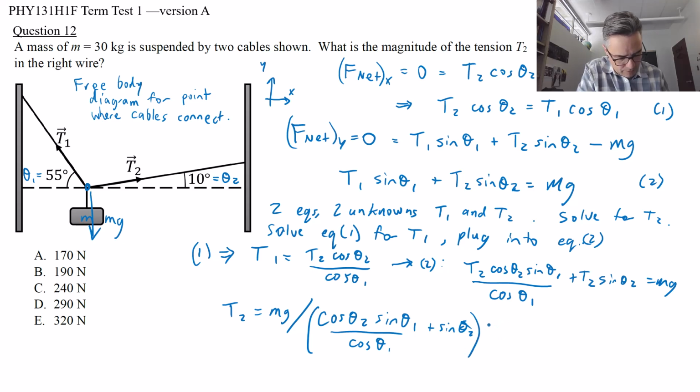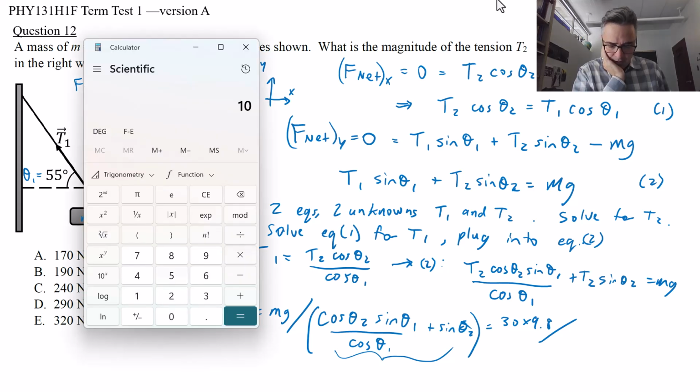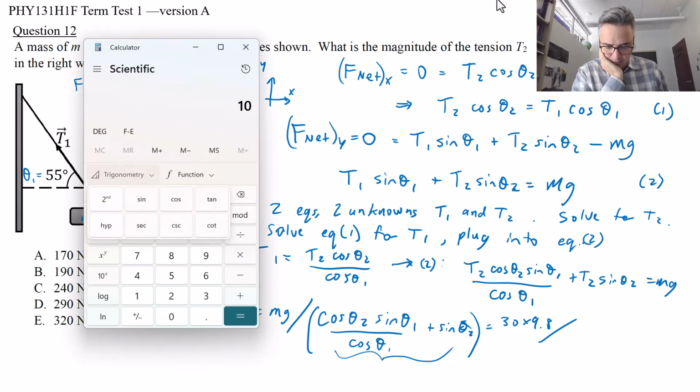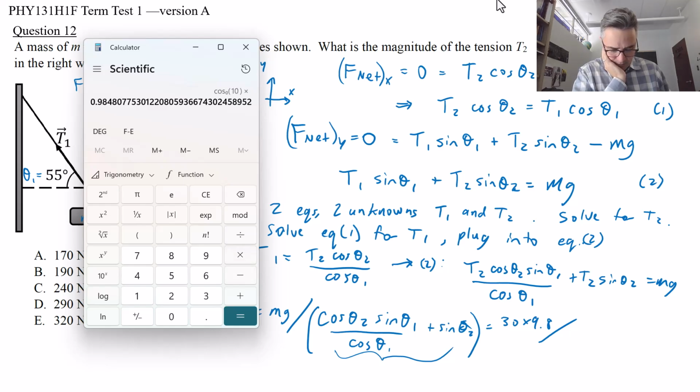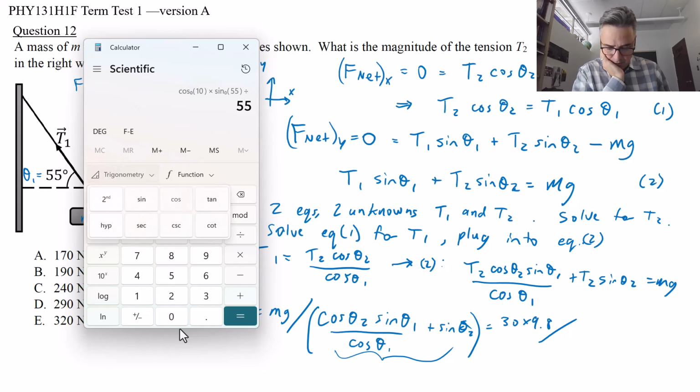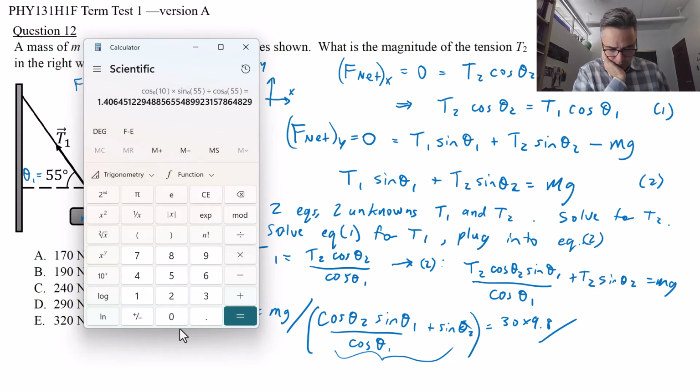So now we have to carefully plug all this stuff in. You've got 30 times 9.8 divided by, let's work out what this is, 10 cosine times 55 sine divided by 55 cosine equals 1.4, and then plus 10 sine equals 1.58.